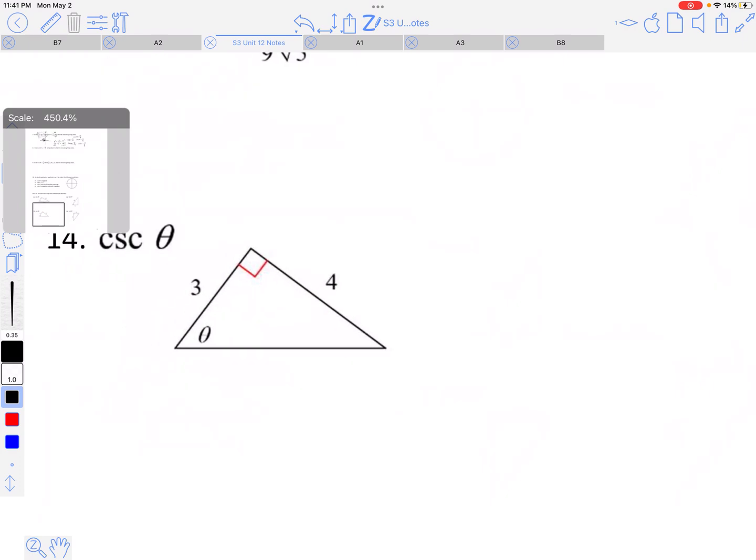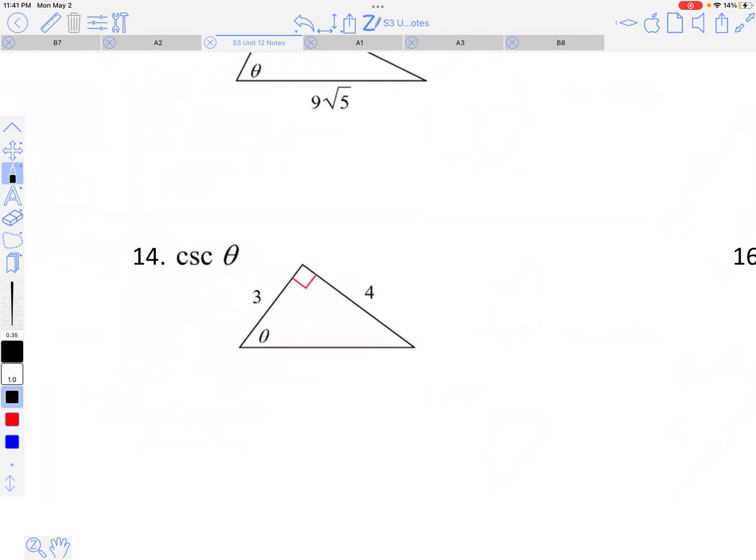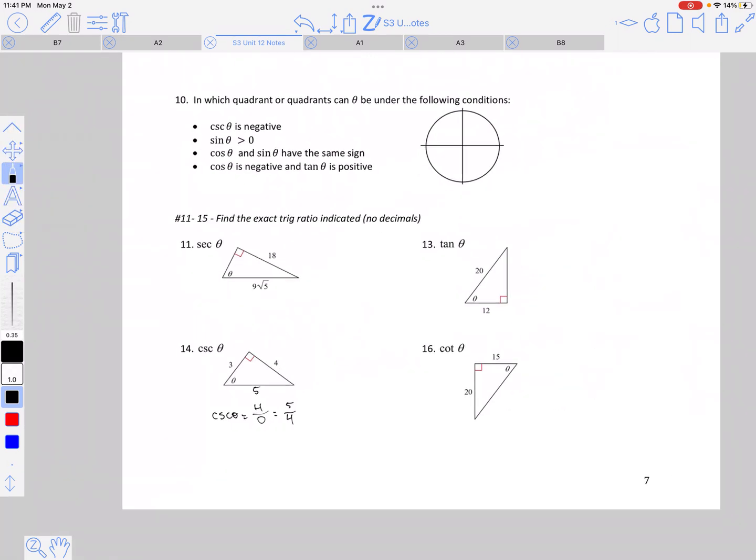Alright, these down here should be fairly easy. So cosecant is hypotenuse over the opposite. We don't have the hypotenuse, so we'll need to do the Pythagorean theorem, but you're going to get 5 there. So it is 5 over, opposite is 4.